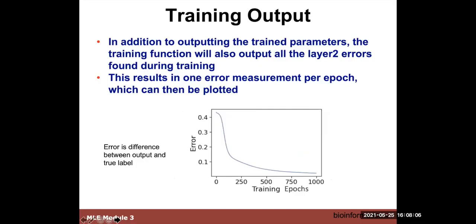And what you see is that in this case, we're looking at 1,000 training epochs. We start off with an error of maybe about 0.45, and then it starts falling. This is the error, or the difference between the output and the true label. In this case, these are the labels for the flowers, whether you got Setosa, versicolor or virginica. And with the training, the error gets pretty small, almost minuscule.